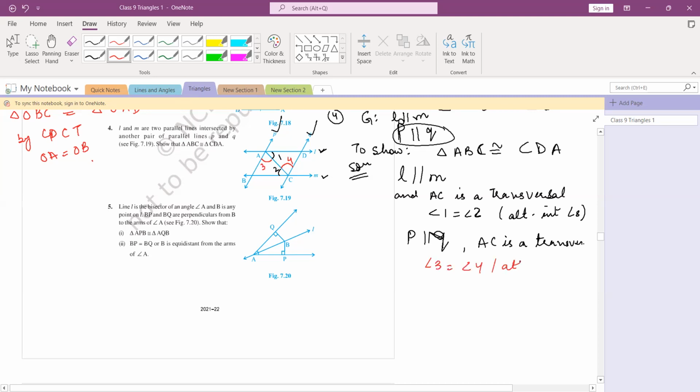Again, alternate interior angles. So please write it completely. I'm writing in short.